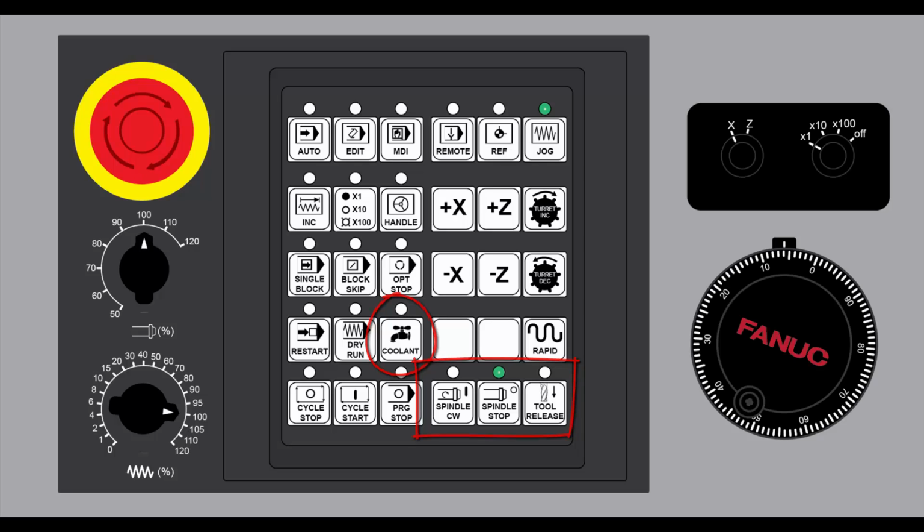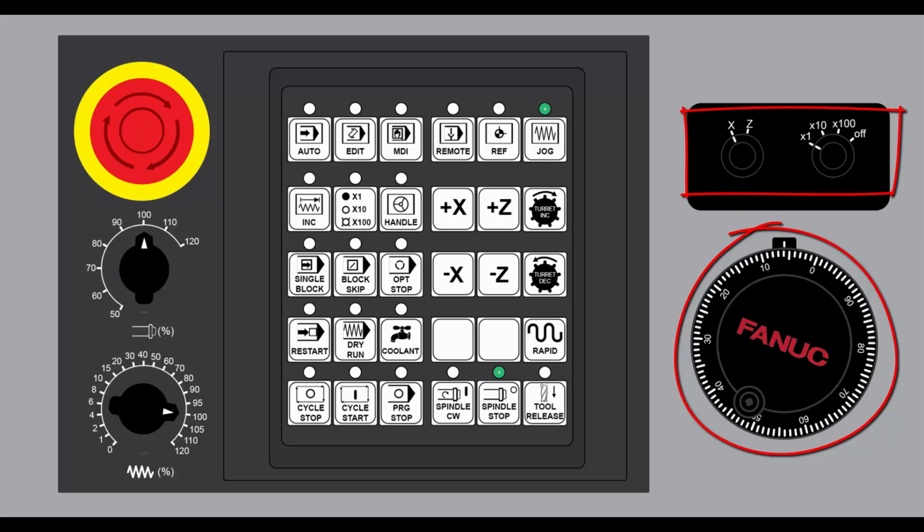Over here on the right is a hand wheel, or MPG, to jog the axis, with selector switches to choose the axis to move, and the increment distance to move per click of the hand wheel.